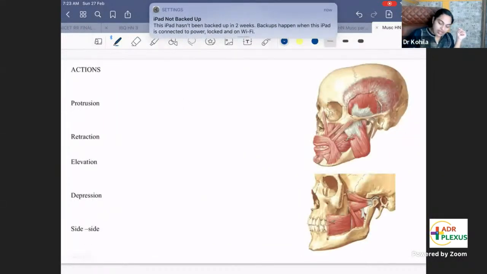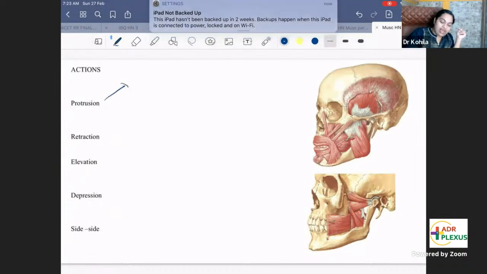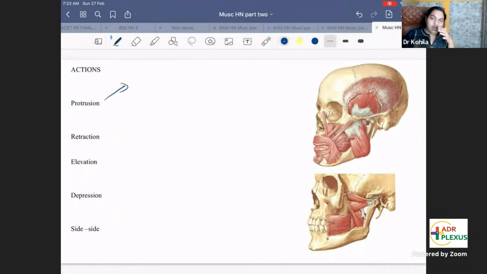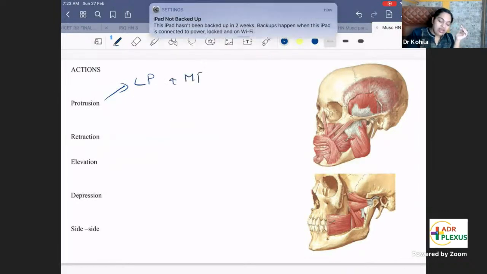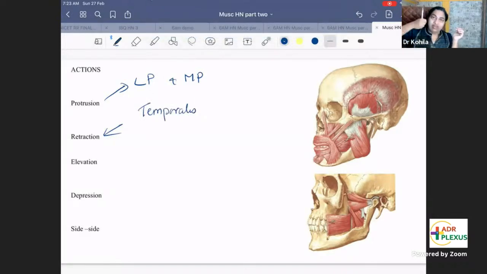So, now you are going to tell me the actions, which they have asked in your NEET-PG question. Protrusion of mandible is by the simultaneous contraction of lateral pterygoid and medial pterygoid of both the sides. Retraction is mainly by the fibers of temporalis, pulling from above. Elevation of mandible is mainly by masseter. Also medial pterygoid and temporalis.